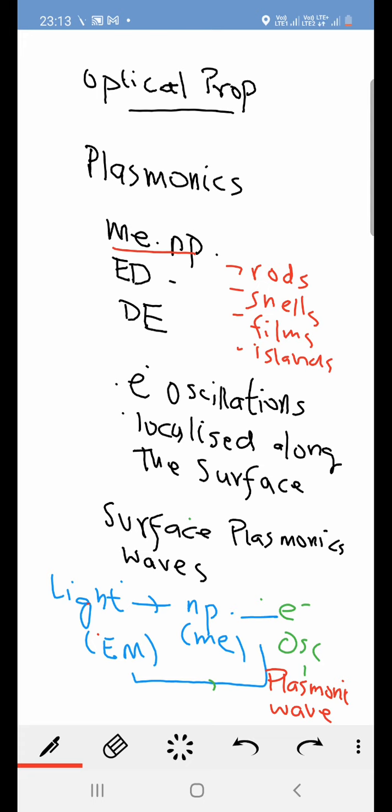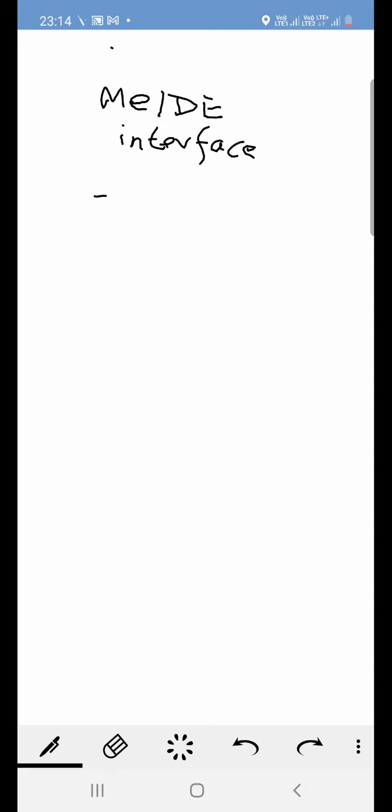And at the metal-dielectric interface, surface plasmons are more dominant, or more active.